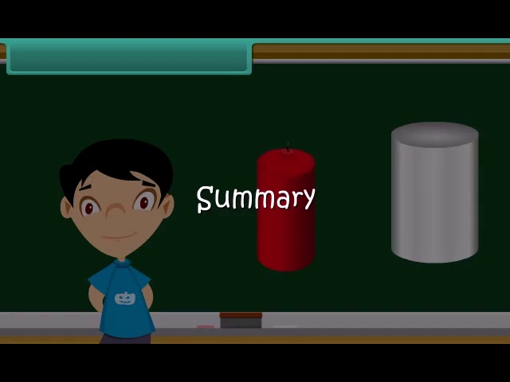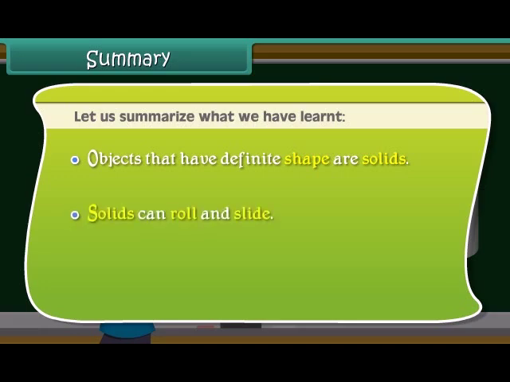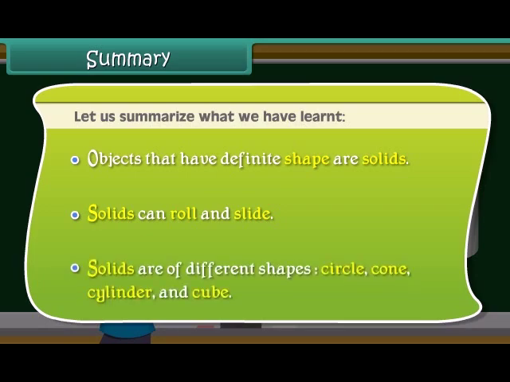Summary. Let us summarize what we have learnt. Objects that have definite shape are solids. Solids can roll and slide. Solids are of different shapes: circle, cone, cylinder, and cube.